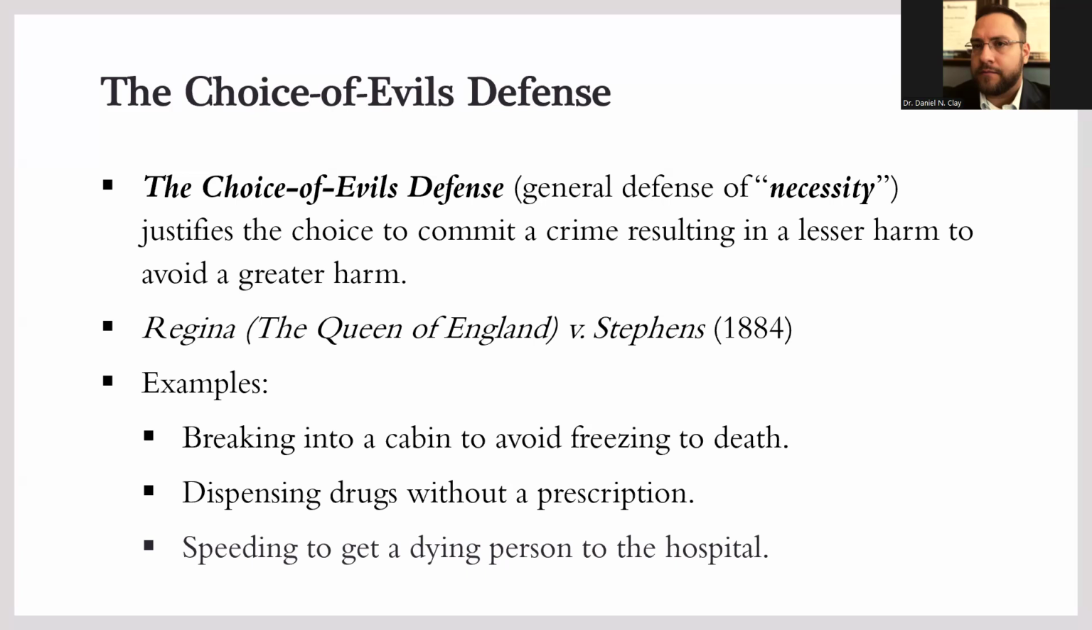So this defense starts out with a case that you guys did not have in your book. And it's kind of sad because it's a good case. It's called Regina, and Regina just means the Queen of England, versus Stevens, and it's a case from 1884. Basically, what happens in this case is there's this boat out at sea with English citizens. They're in the middle of the ocean, and the boat goes down.